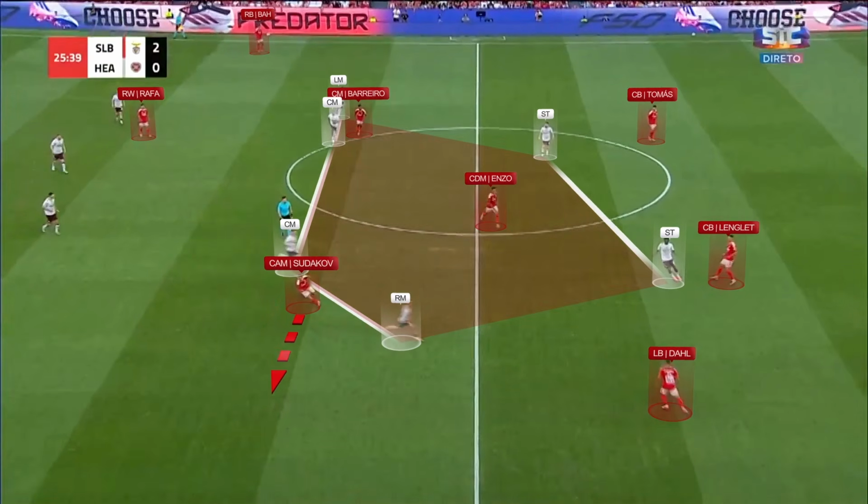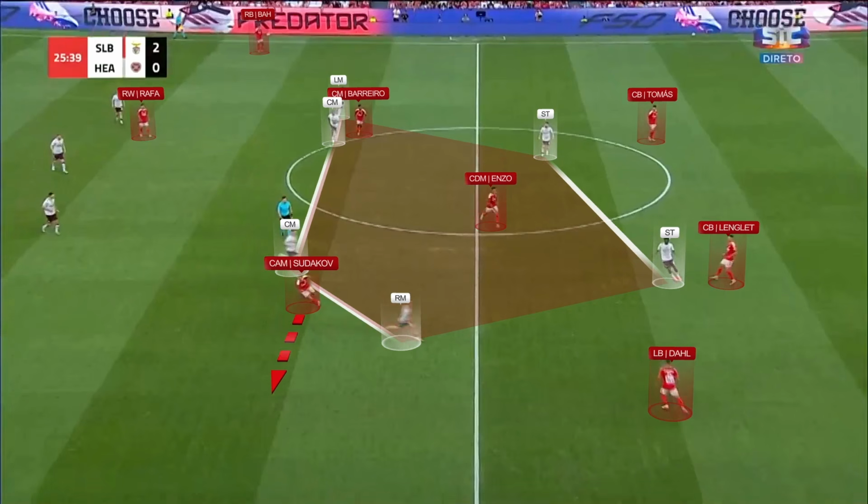Here, the asymmetry between the two fullbacks becomes particularly evident. Dahl, on the left, drops into a position close to the center back in possession. This creates a problem for the opposition press, because Benfica's intention is to attract the opposition right winger towards the ball and then exploit the space created behind him.